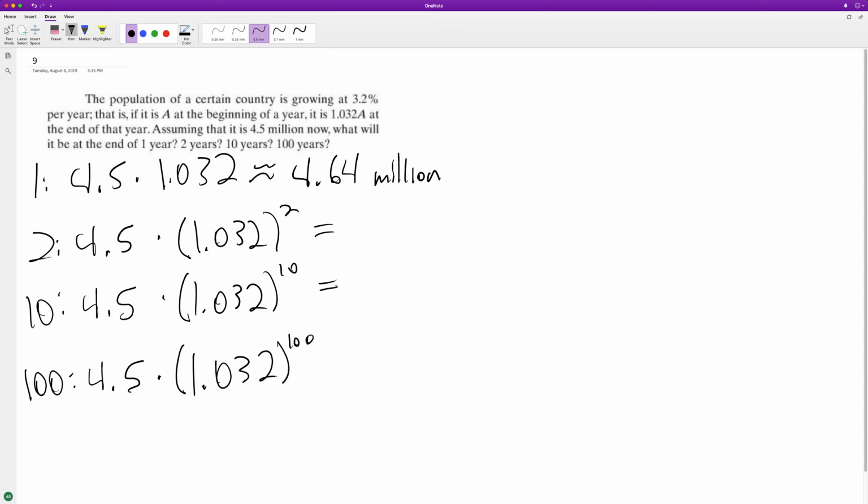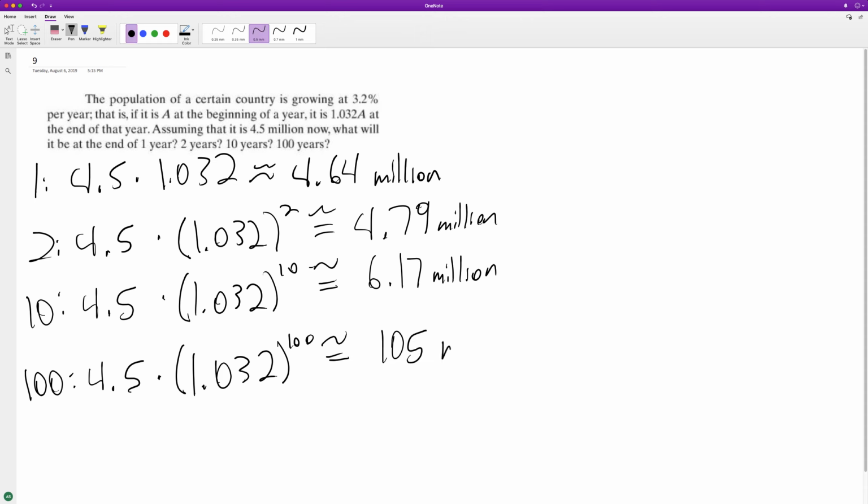So what do we end up with? Approximately, because we're rounding to two decimal places, this ends up being 4.79 million after 2 years. After 10 years, we have 6.17 million. And after 100 years, we'll have 105 million. So compound growth really pays off when you go out far.